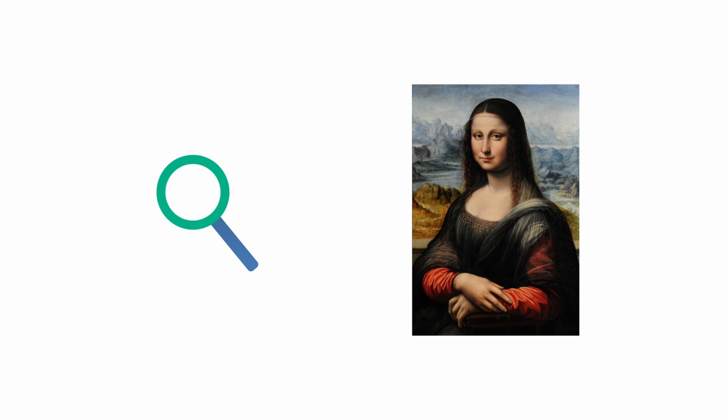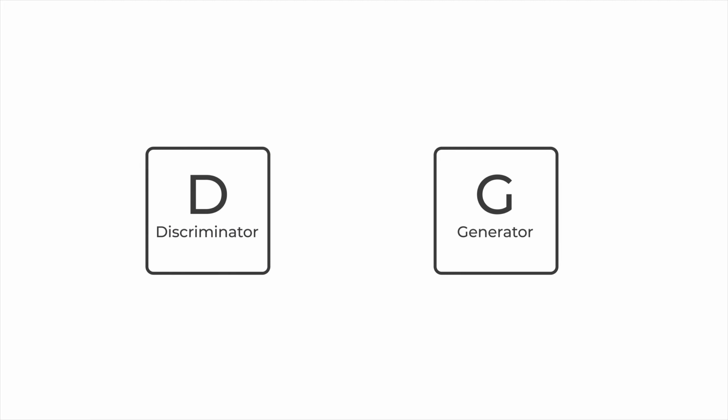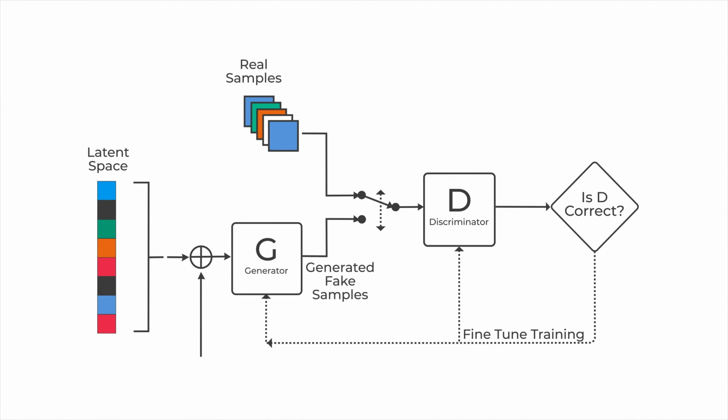Let's map this onto the architecture of a GAN. The forger is the generator network, which learns the distribution of classes, while the investigator is the discriminator network, which is learning the boundaries between those classes, the formal shape of the dataset.